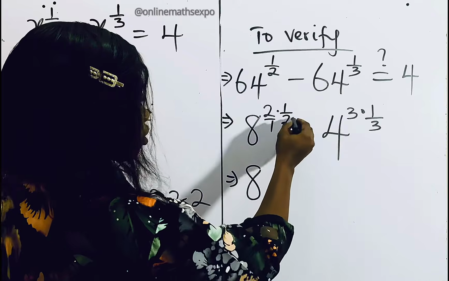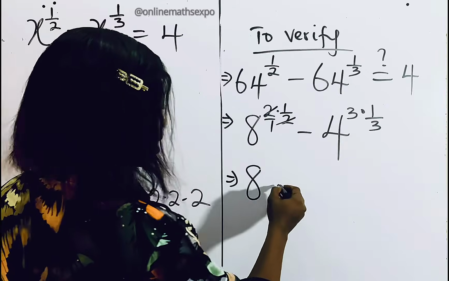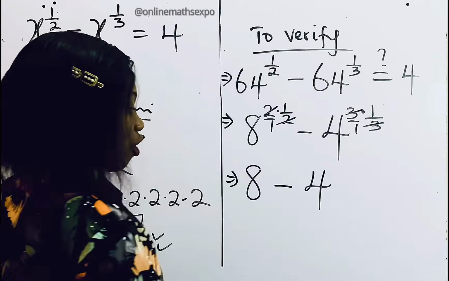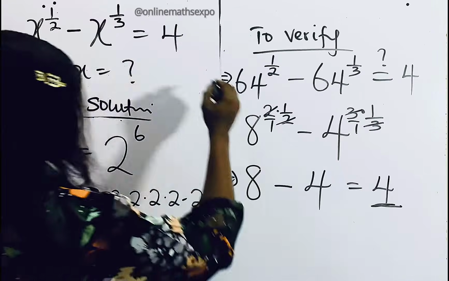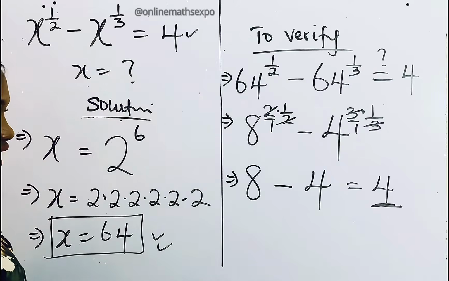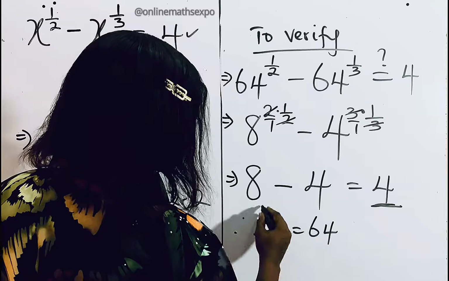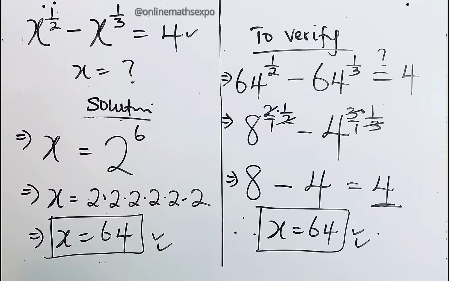So this gives us 8 to the power of 2 over 2, and we divide this off, we have 1. And 8 raised to the power 1 is 8. Minus 4 to the power of 3 over 3, which is 4 raised to the power 1, which is 4. And when you subtract this, it gives you back 4. And that is what you have at the right side. So it means that the value of x we got as 64 is absolutely correct.